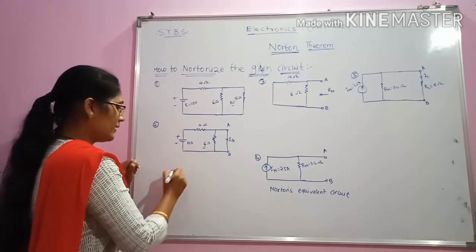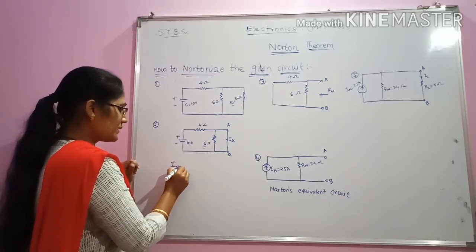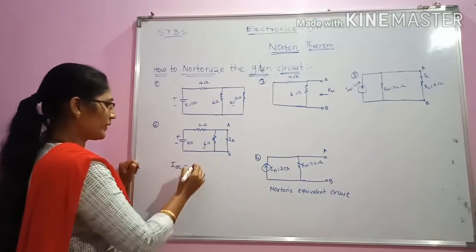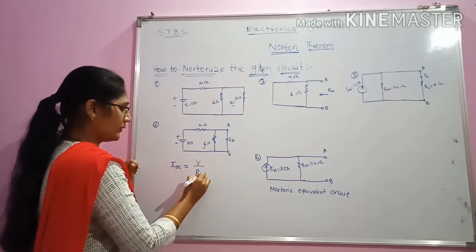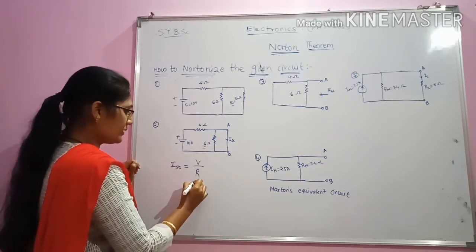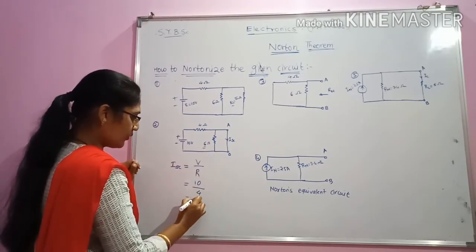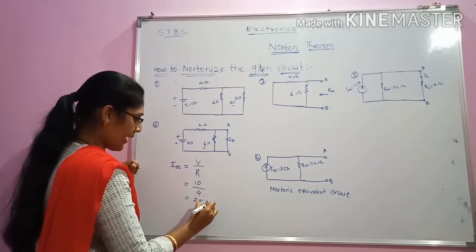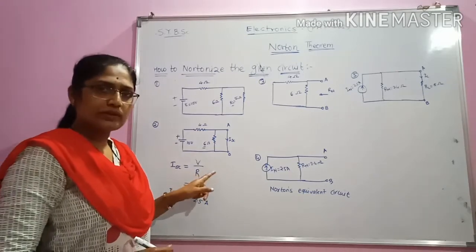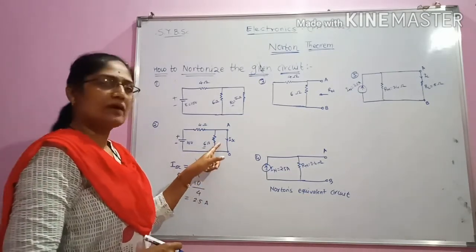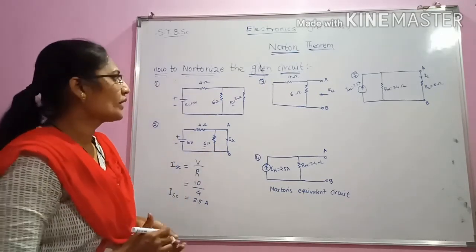So in order to get the current across the 6 ohm resistor, we have to find ISC, which is given by I equals V upon R. Here the value of V is 10 divided by R, 4, and its value comes out as 2.5 ampere. This is the value of ISC, and as it is a short circuit current, it represents our Norton equivalent current, ISC.